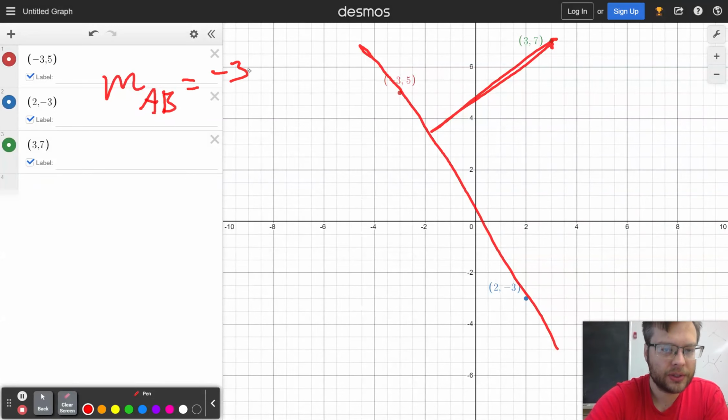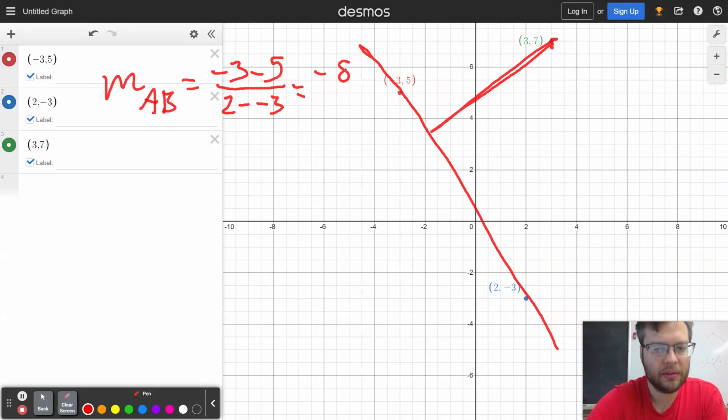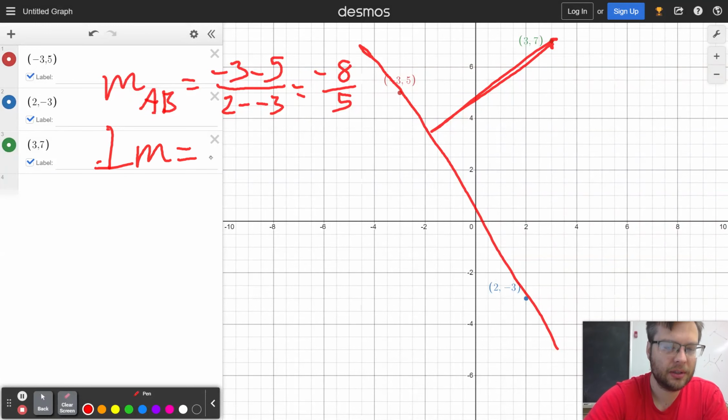So first thing I'm going to do is find the slope of AB, doing rise over run. So the second y value minus the first y value, over the second x value minus the first x value. So that gives me -8 over 5. Now I know that the perpendicular slope is opposite and reciprocal. Negative becomes positive, rise becomes run, and vice versa. So now I know that the line here has a slope of 5 over 8.